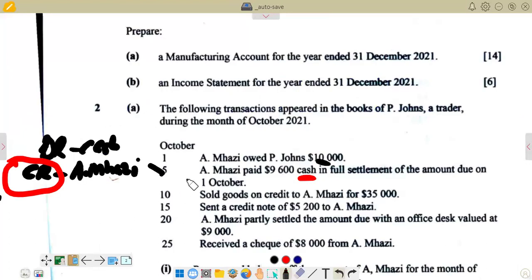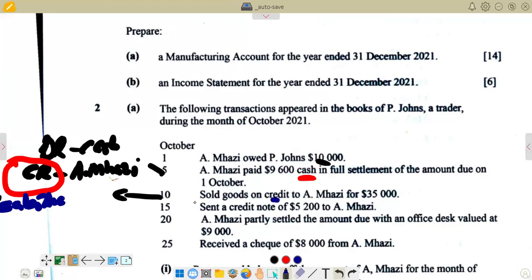It occurred on October 10. It sold goods on credit to AIMAZ for $35,000. So basically, what we are saying, remember here, obviously, we have got two accounts involved. Obviously, we have the sales account. And also, we are selling on, remember, it's on credit.